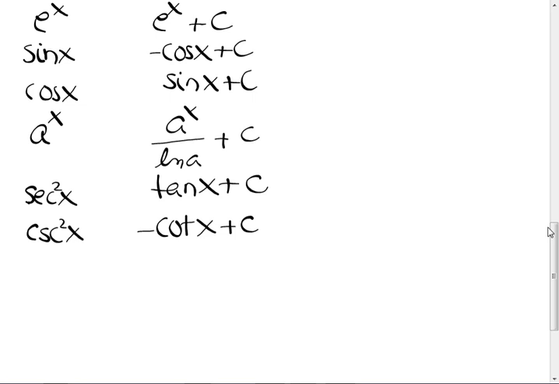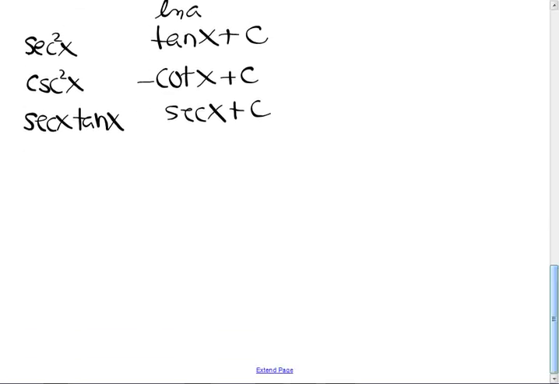Okay, what about secant tangent? Secant. You may see those. If you see these, you're going to see them on the multiple choice, I believe. What about cosecant cotangent? This is how I remember it. I know this one, so this one's just like that. It's secant, tangent, secant. So cosecant cotangent is negative cosecant of x plus c, because all the cofunction derivatives are negative. Did I get them all?